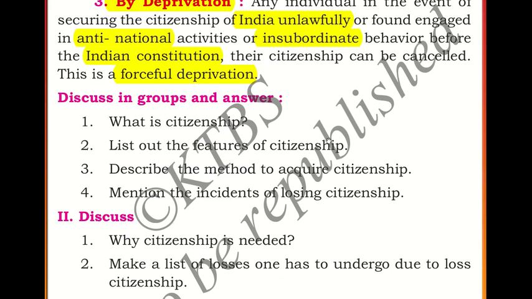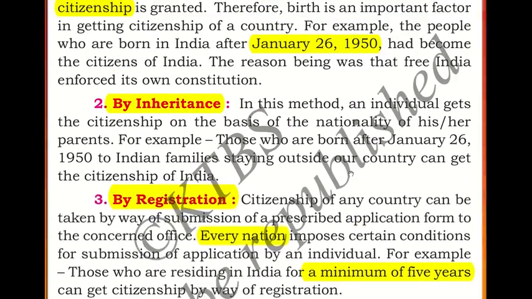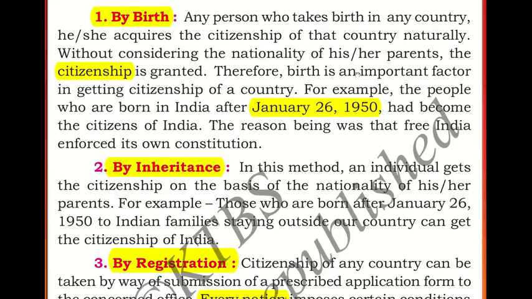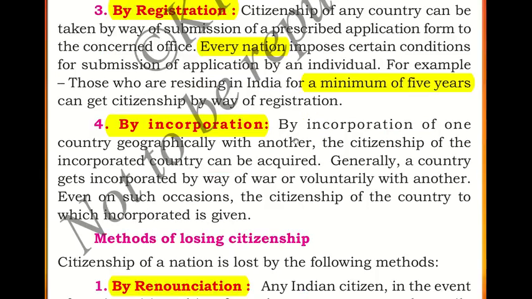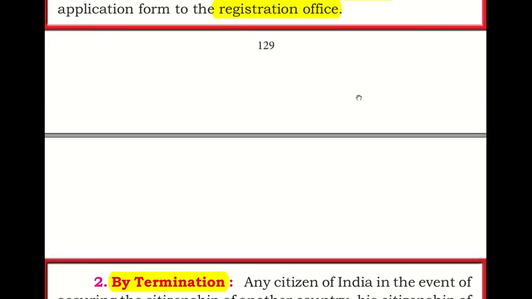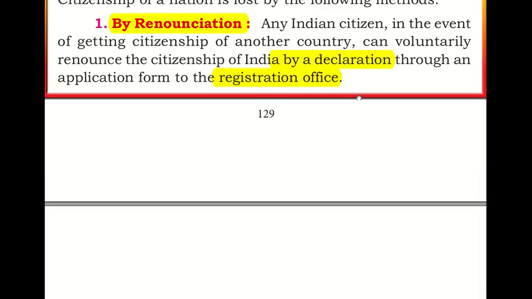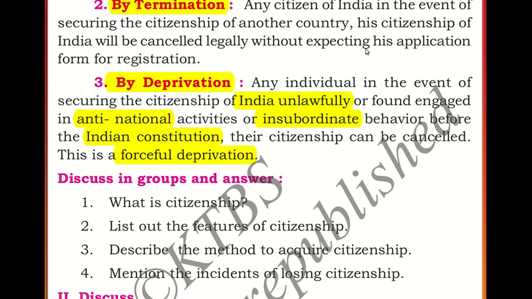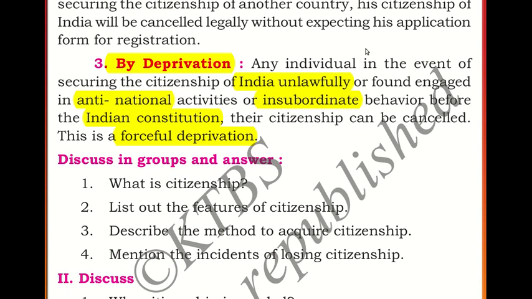Next, we need to discuss the methods to acquire citizenship. How many methods are there? Can you recall? So we have 4 methods and we made a list of them in our notes. Again, just go through them point by point and try to recall how much ever you can. Finally, we need to discuss the incidents of losing citizenship. So here we have 3 different instances where a person can lose the citizenship of India: renunciation, termination, and deprivation. Go through them one by one and discuss.